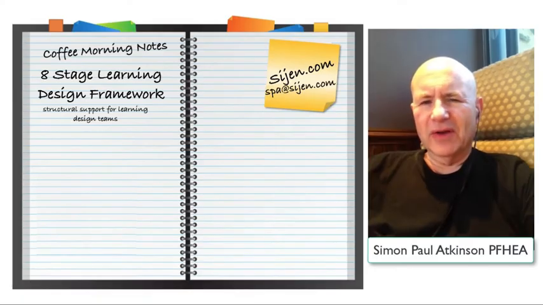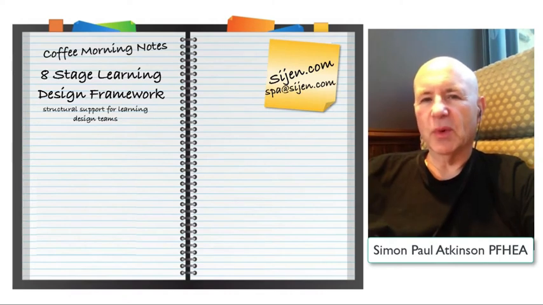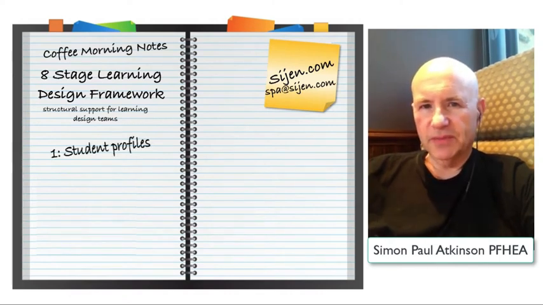There's effectively a stage 0, which is the overview, where institutions will orientate themselves to the learning design process. They understand their institutional purpose and so on. But we're going to start with stage 1. Stage 1 is student profiles.